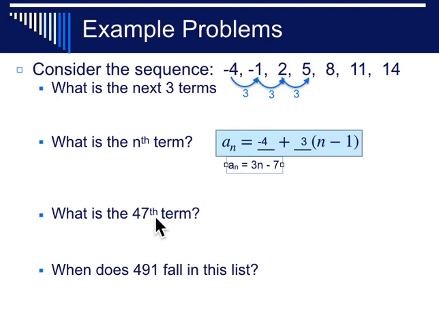And so if I wanted to find the 47th term in this list, then I put in a 47 for n. So the 47th term is 3 times 47 minus 7. I'll just get out a calculator a moment, see what that is. 3 times 47 minus 7 is 134.